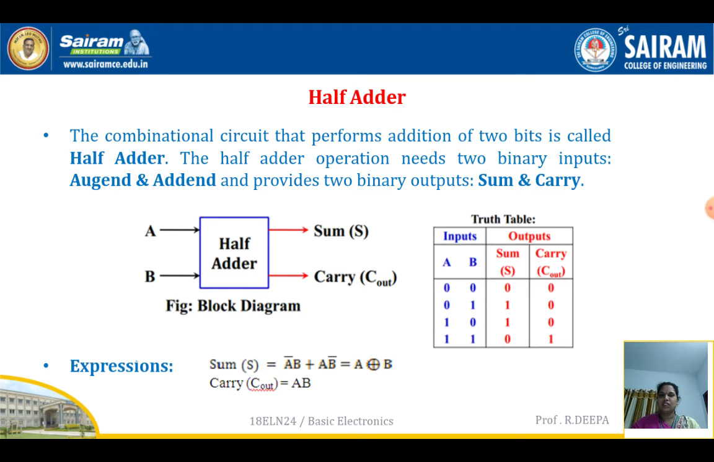You can observe here the expression for the sum. You can write it as S is equal to A bar B plus A B bar, which is nothing but an exclusive OR gate. So S can be written as A exclusive OR B. And for the carry, you can write the expression as C out equal to A into B, and this can be implemented using the basic gates as well as the other gates.